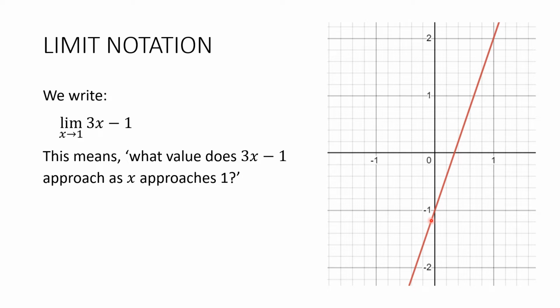What is the value of 3x minus 1? That means what's the y value as x approaches 1? So as the point is moving up here and getting closer and closer to x equals 1, what is y approaching? Well, it's approaching 2. Now all we do is substitute the 1 in. So 3 times 1, take away 1, is 2.